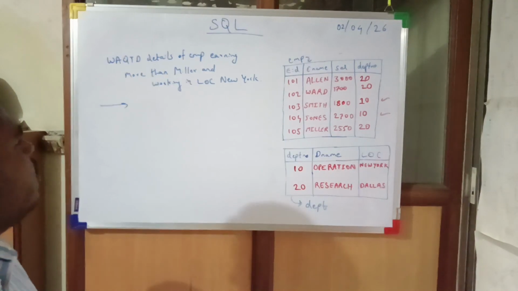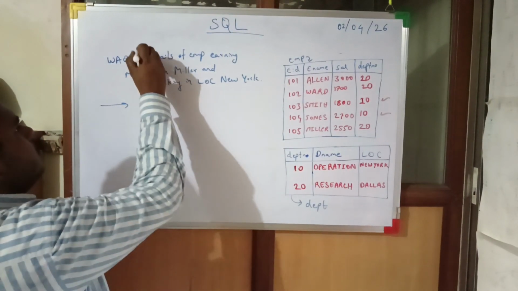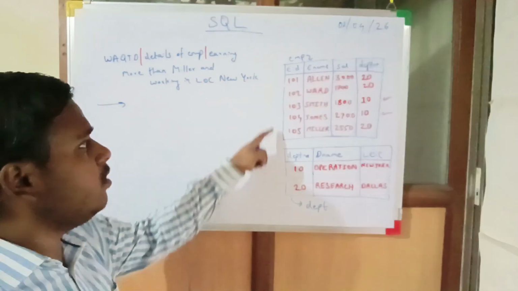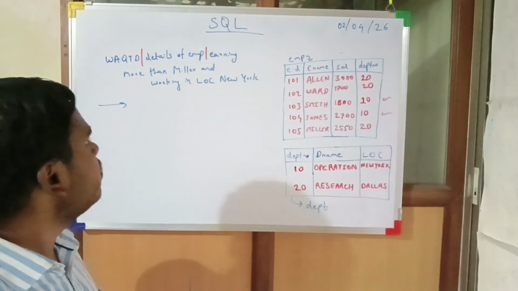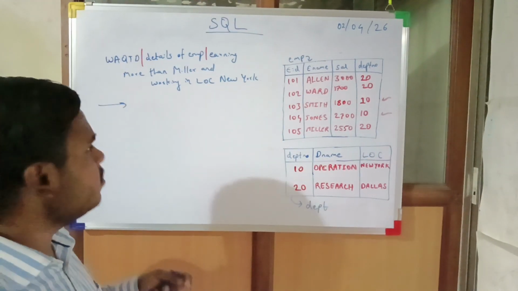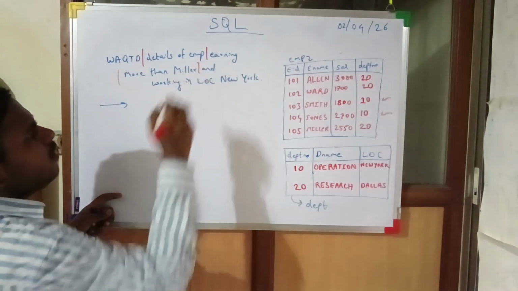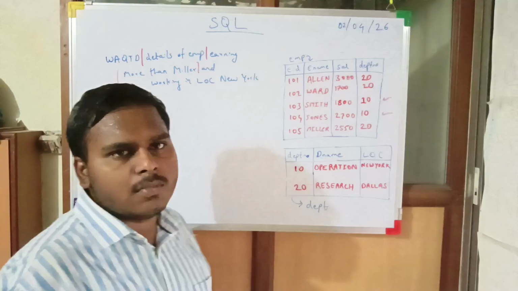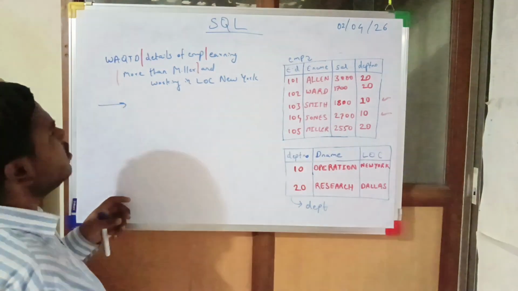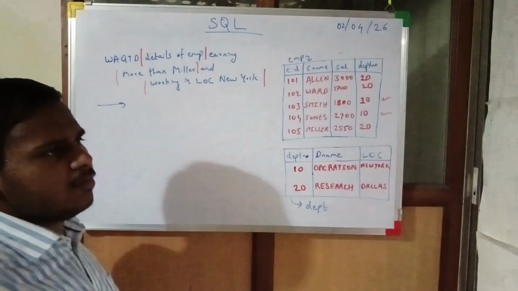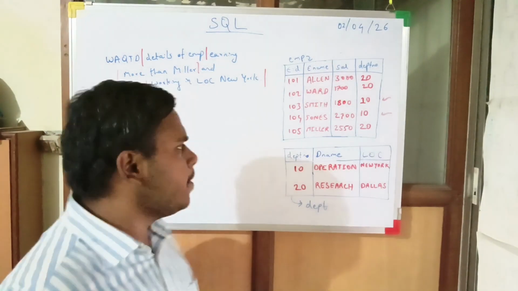See, first of all, what I want to display? I want to display details of employees. So outer query is from which table it will come? EMP table. What I want to display? Select asterisk. What is the first condition? Salary should be more than Miller. What is the second condition? And they are working in location New York. Break the question into three parts.